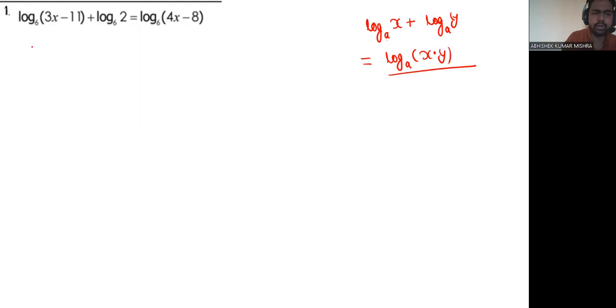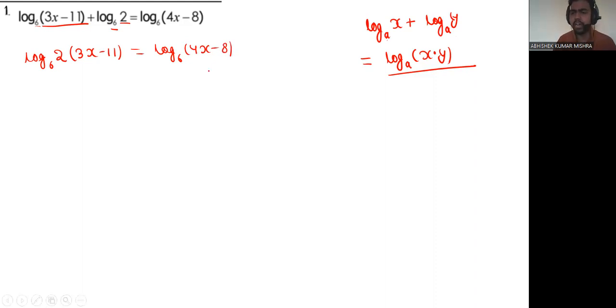So here we are going to apply this property in step number 1, because here this is in addition and the bases are the same. This is acting like x, this is acting like y, both can be multiplied together. So I can write log base 6 of 2 times (3x minus 11) is equal to log base 6 of (4x minus 8).